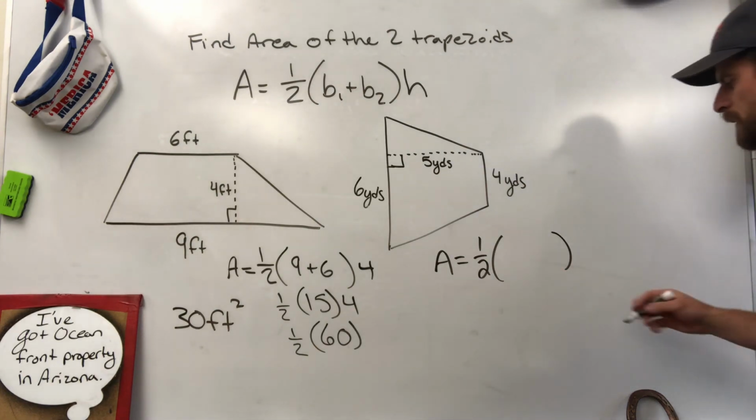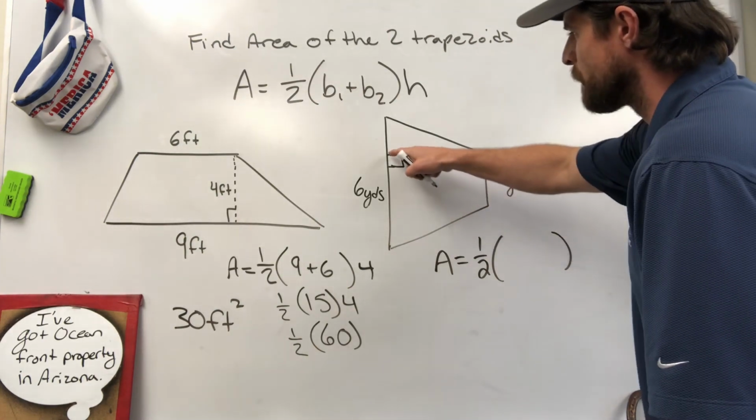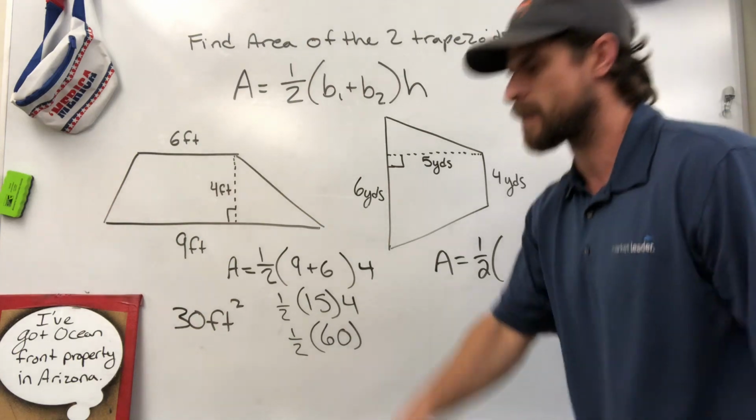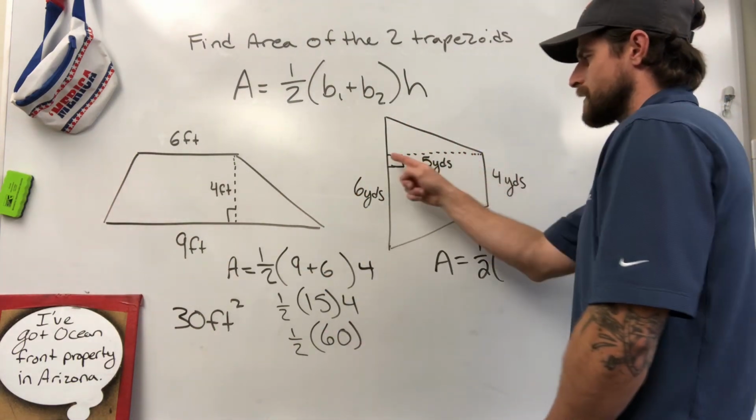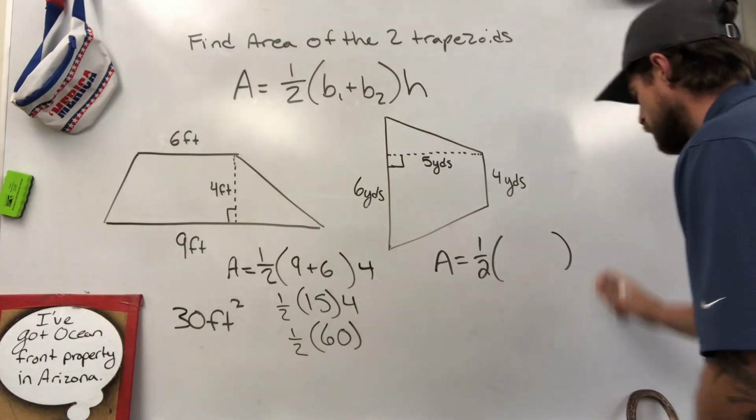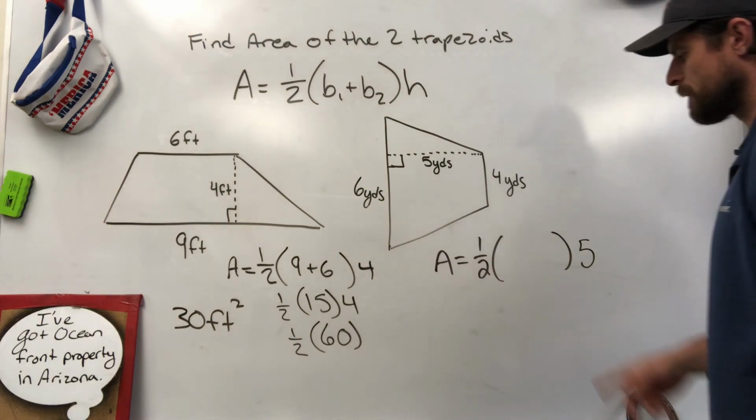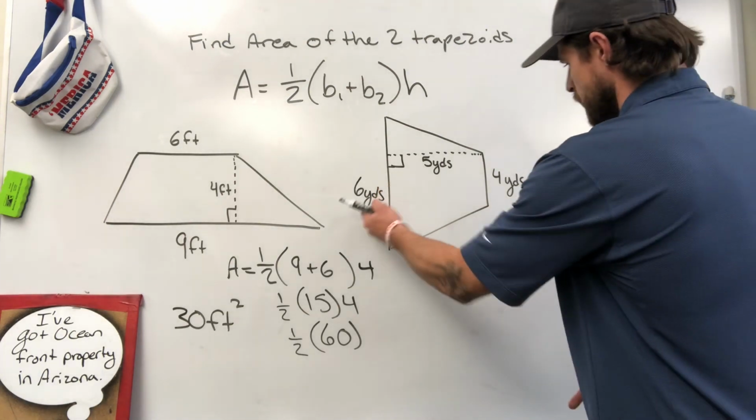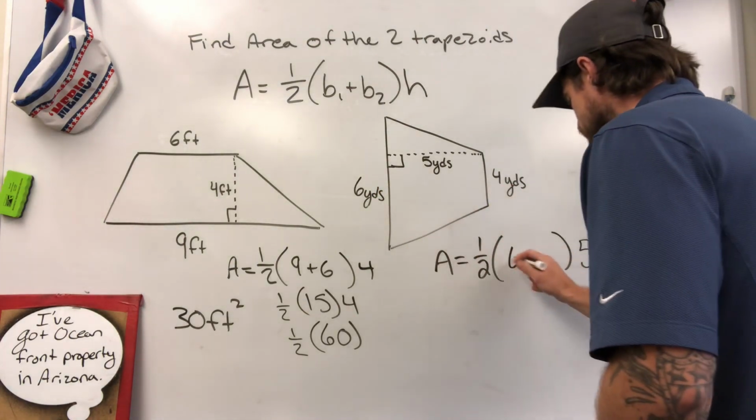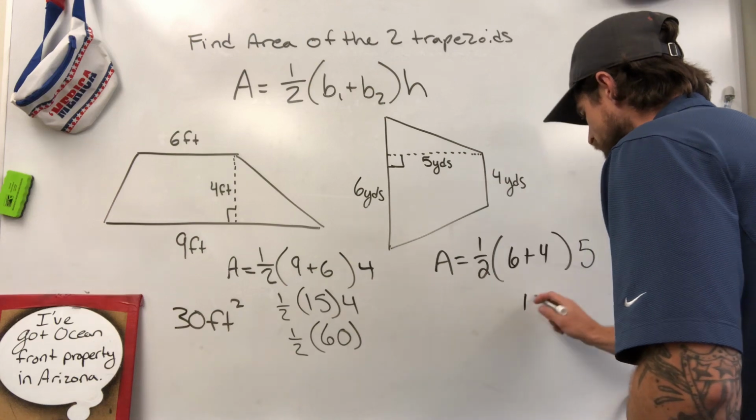I always like to give empty parentheses and write everything else down. My height in this case, we always think of height as how tall something is. But if you turn something, it's now going to have a height that goes horizontal. Height's 5. We're going to put a 5 in. Okay. Now we got base 1 and base 2. That comes from our parallel lines, 6 and 4. So we got to add 6 plus 4 together to give me 10.